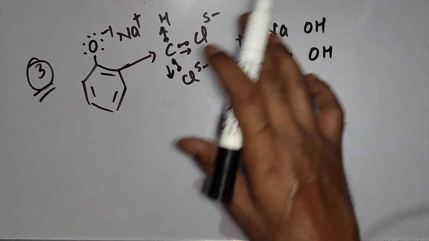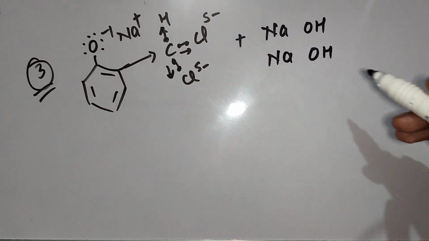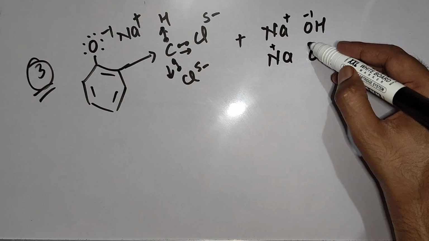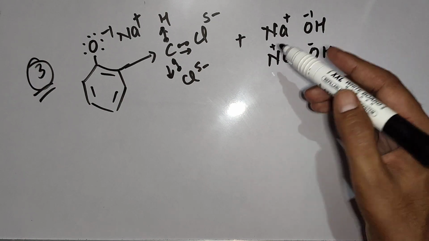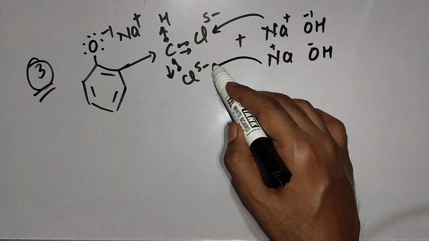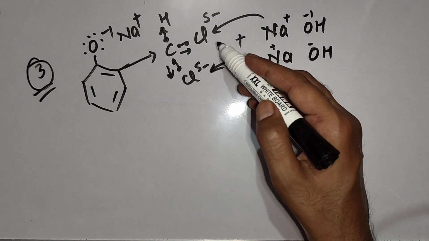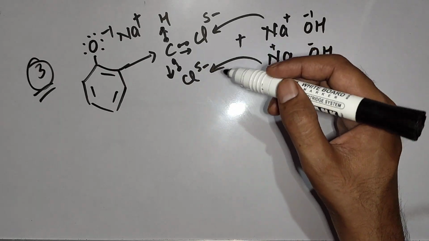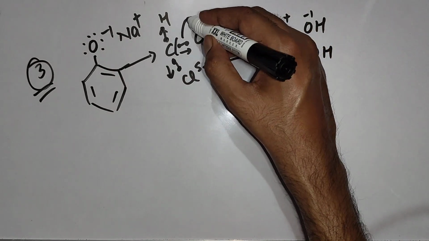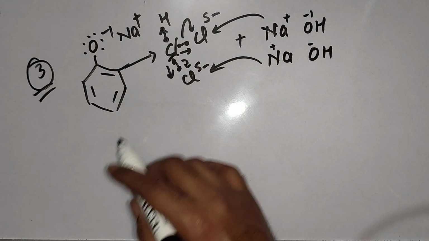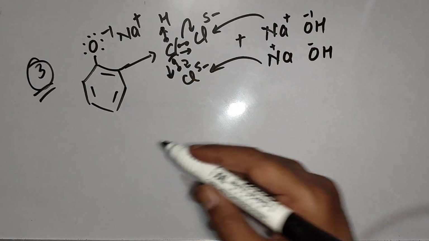And you know the medium is basic. Here we have NaOH, Na positive, OH negative, Na positive, OH negative. They are very well known to us. So simply Na positive will attack on Cl like this. And when Na positive attacks on Cl, Cl will break bond from carbon, and obviously both electrons will transfer toward chlorine, because chlorines are more electronegative than carbon.